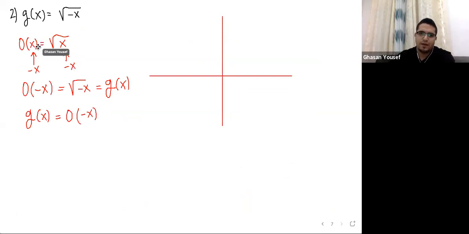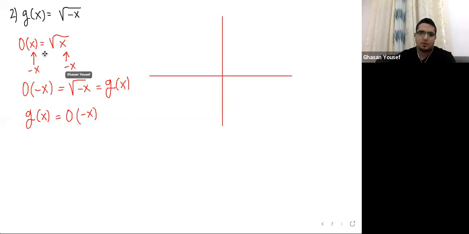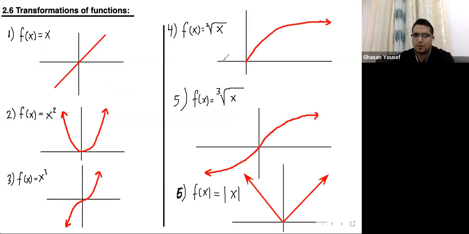So let's go back here. Here I substitute minus x inside the function, minus x instead of x. But here we multiply by -1 outside. So when I substitute minus x, I get O of minus x equals the square root of minus x. And the square root of minus x, if you go back here, is the same as g of x. So actually g of x equals O of minus x. This means we have to graph the original function. This is my original function, square root. How do I know? From the first slide, look, square root, this one.